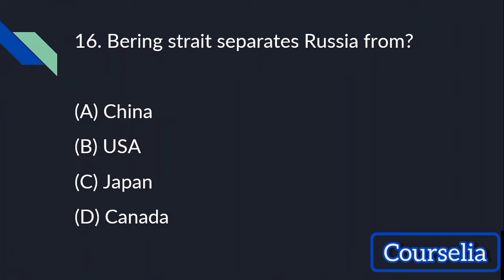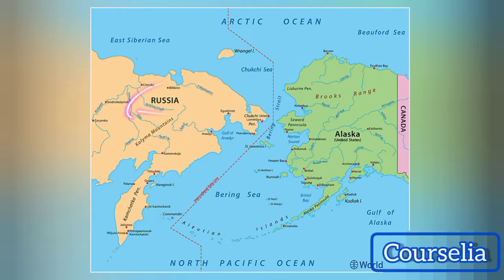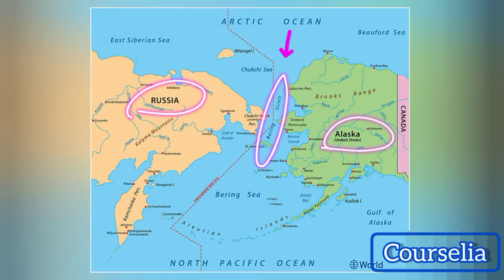इसका आंसर मैप के जरिए देखते हैं. ये रहा रशिया और हमने देखना है कि बेरिंग स्ट्रेट रशिया को किससे सेपरेट करती है. सेंटर में है बेरिंग स्ट्रेट और इसके राइट साइड पे है अलास्का. दिस अलास्का इज द स्टेट ऑफ यूएसए. सो बेरिंग स्ट्रेट separates Russia from USA.